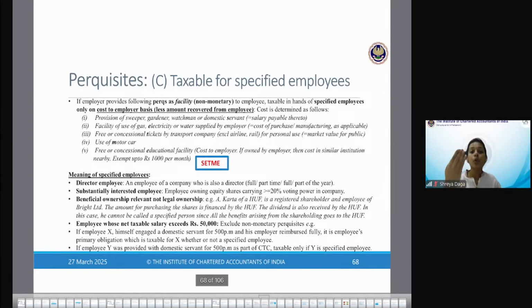But if it is providing a facility, then in this specific case, it is going to be taxable only for specified employees and not in the case of others. Okay, so we did that. The first point was domestic servant.